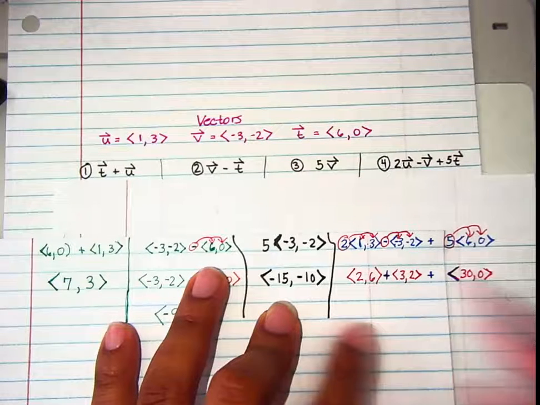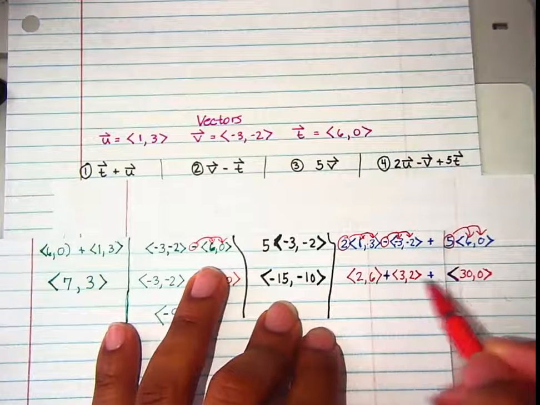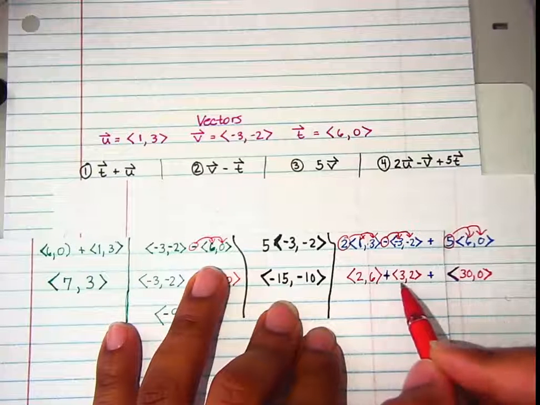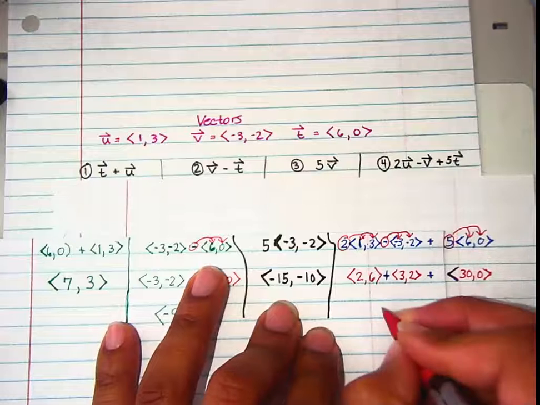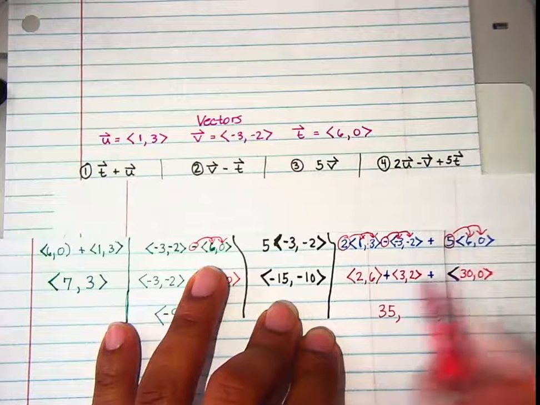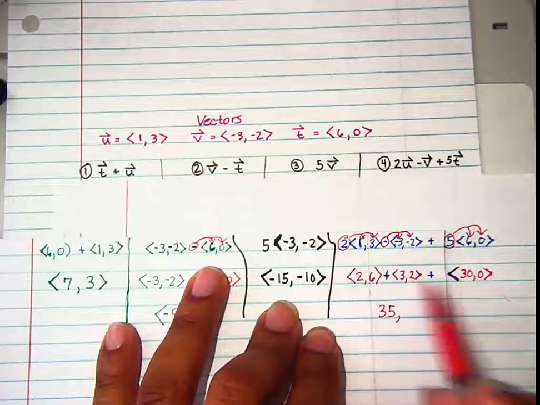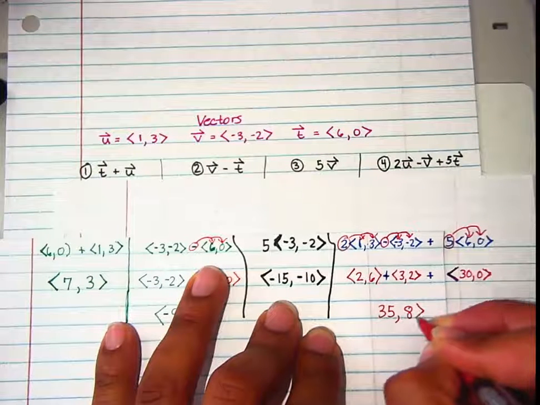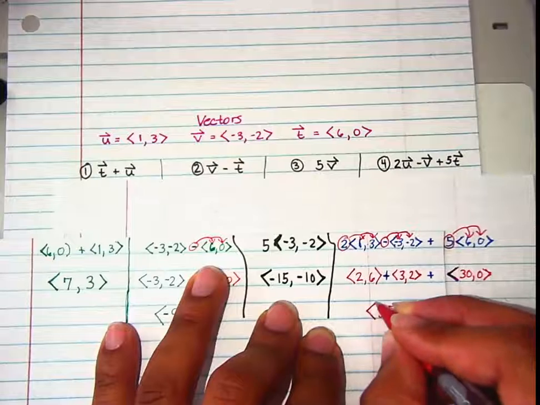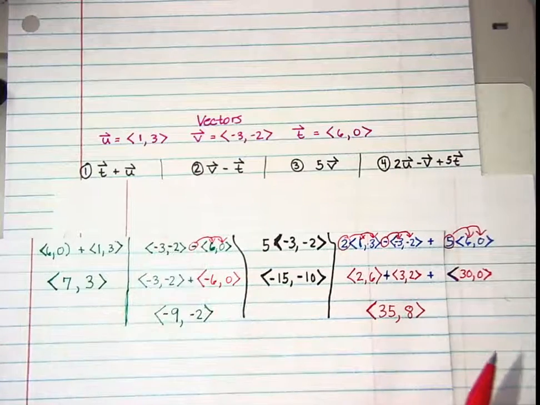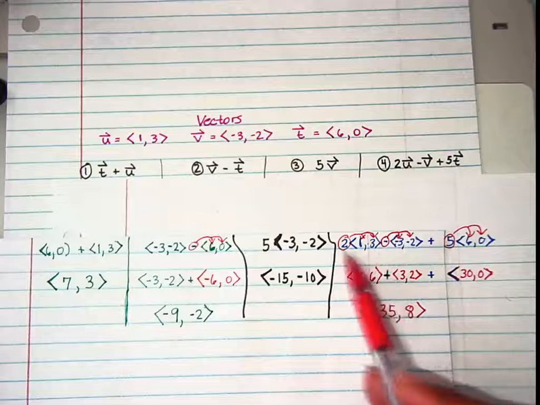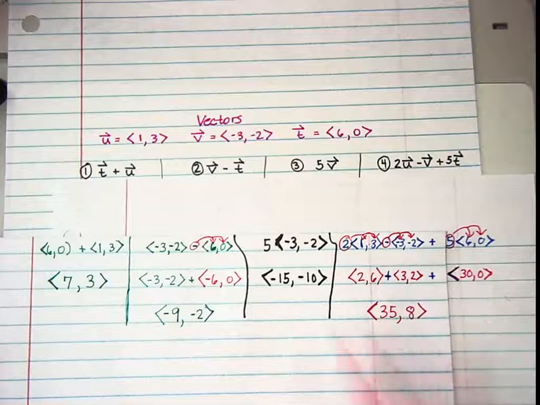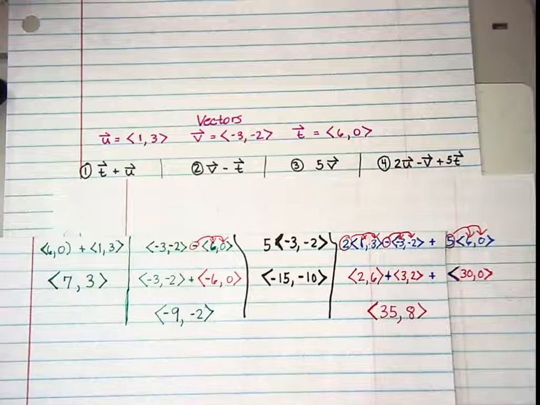All right, so here, now we combine like terms. So 2 plus 3 plus 30. 2 plus 3 is 5, plus 30 is 35. 6 plus 2 is 8, plus 0 is 8. And that's our final answer. So there we go, guys. So we had to do scalar multiplication, subtraction, and then scalar multiplication again. And then we added everything together. Simple, guys. So again, vectors are very easy.